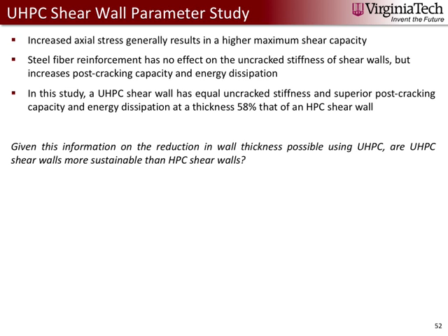So to recap the results of the parameter study, increased axial stress generally results in a higher maximum shear capacity, and I say generally because at a certain amount of axial load the effects of slenderness will take hold and could decrease the shear capacity of the wall. Steel fiber reinforcement has no effect on the initial stiffness of the shear wall, but does increase the post-cracking capacity and therefore energy dissipation of the wall. And in this particular study, a UHPC shear wall has equal uncracked stiffness and superior post-cracking response at a thickness 58% that of an HPC shear wall.